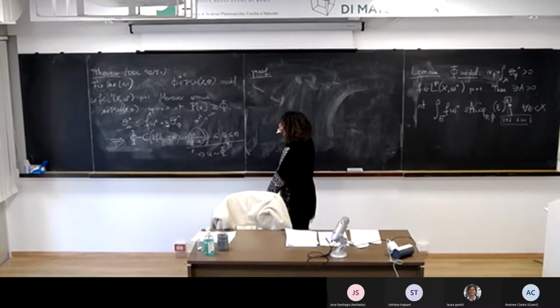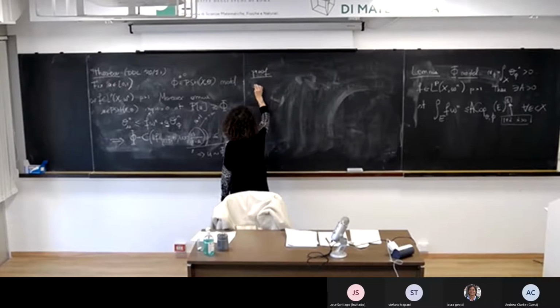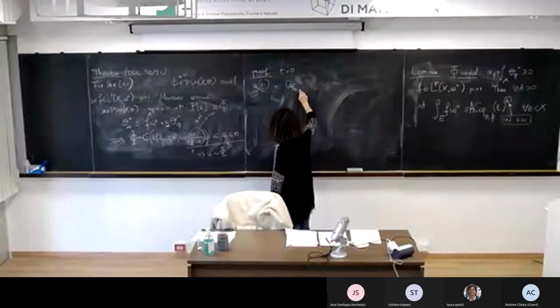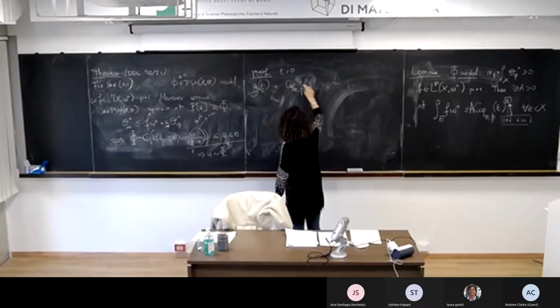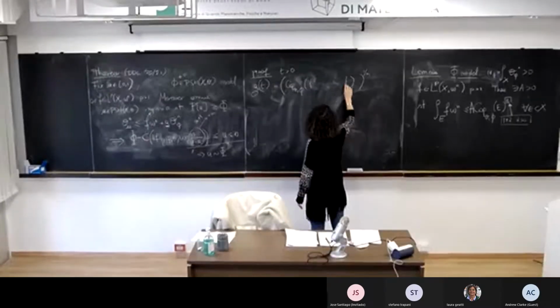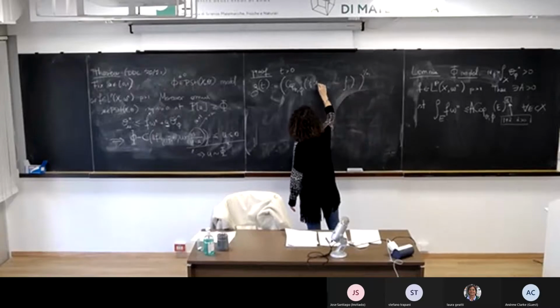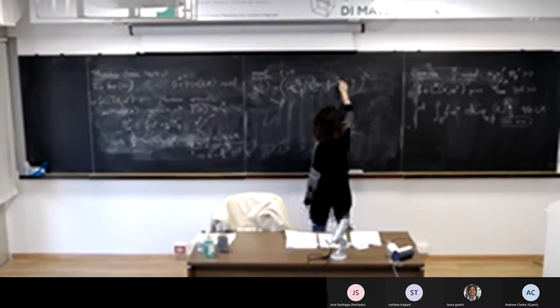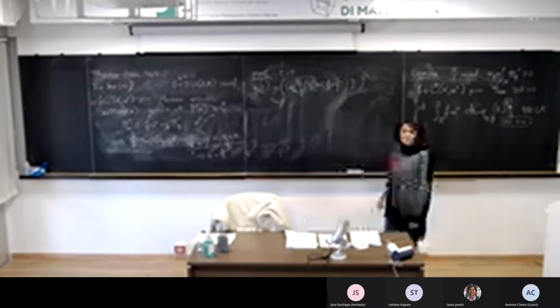Proof of the theorem. So I'm going to define g of t, a function of t, t a positive real number, that is defined as the relative capacity theta of phi to the power 1 over n of the set u less than phi minus t. So this is a lemma.